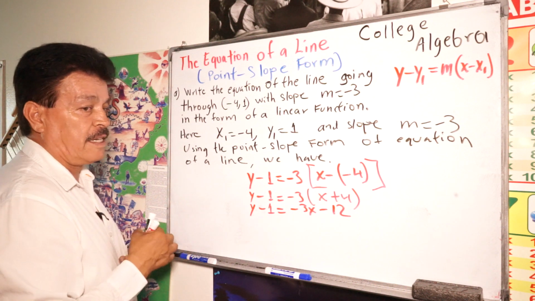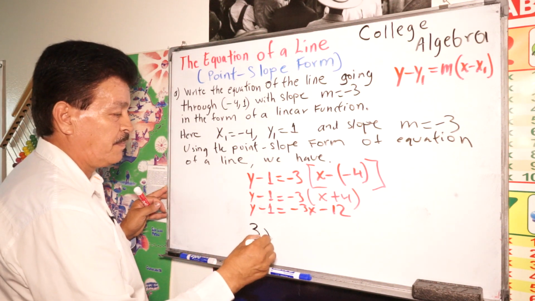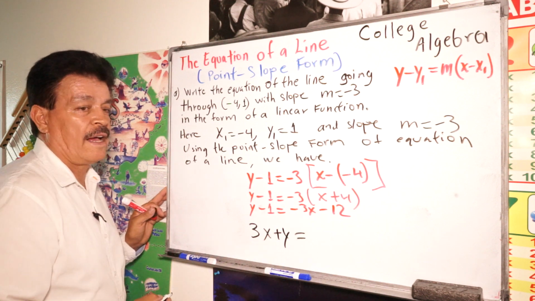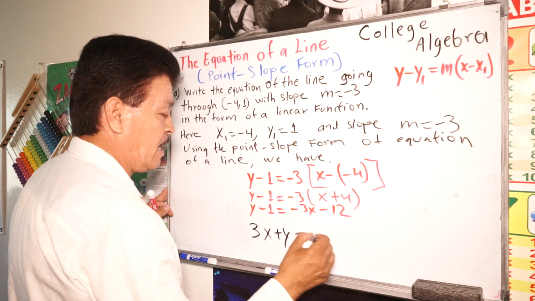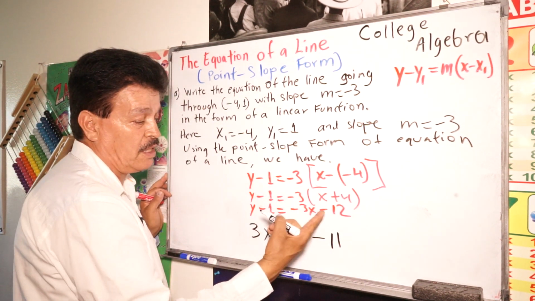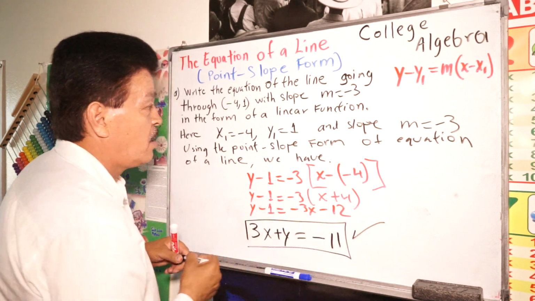So our answer for this question is 3x plus y equals -11, because the negative 3x, you move it to the other side, it becomes positive. So this is our answer for this problem.